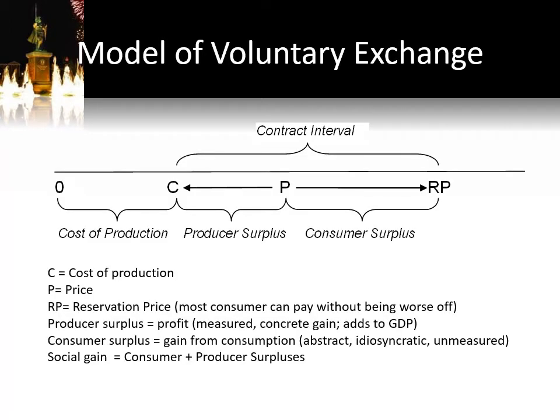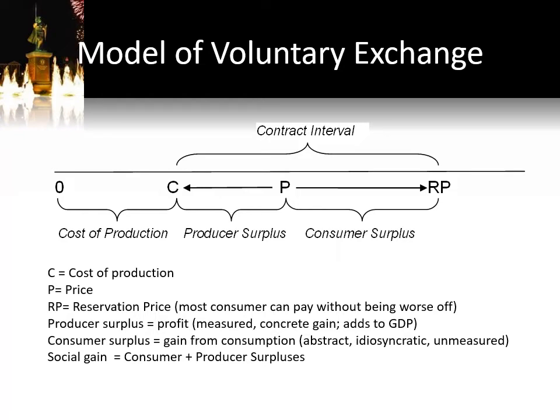Okay, I'm going to talk about the model of voluntary exchange here. And what is this? This is the formal microeconomic model of what goes on when you buy something. So you go into a store to buy a flat screen TV. Now, bear with me on this.